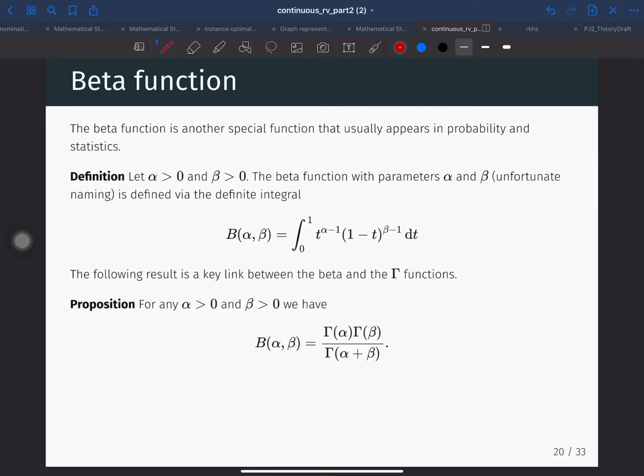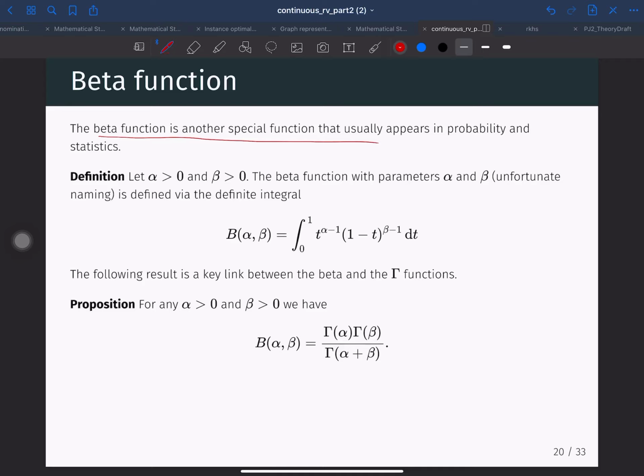So, let's continue our discussion of chapter 4 of the textbook. We will now discuss the beta distribution. Before doing that, we will first introduce the notion of the beta function, which is another special function commonly used in probability and statistics and other domains also.